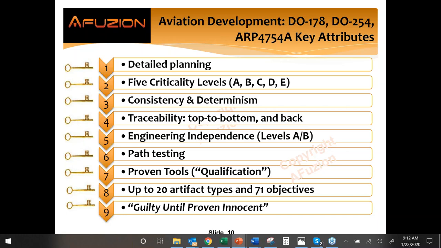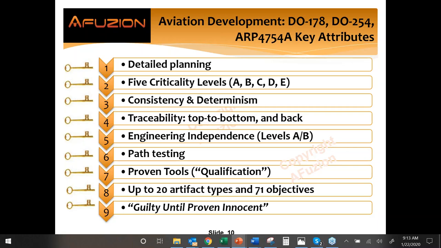Number seven, proven tools. We have qualification. If the tool's output will be trusted, remember, who do we trust in aviation? No one. Definitely not you and me, the aviation engineers. So, if we're going to trust the tool, that means we don't have to review the outputs. That means we must qualify it. Number eight, there's up to 20 artifact types. And for software 178, there's 71 objectives. Number nine, we're guilty until proven innocent.